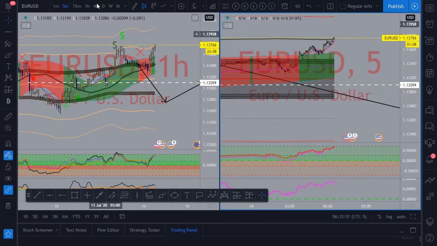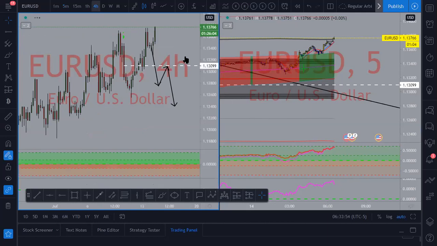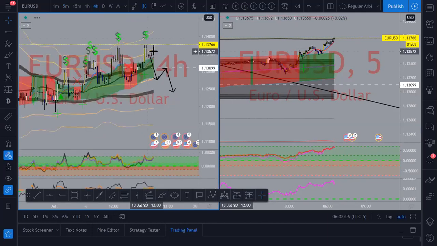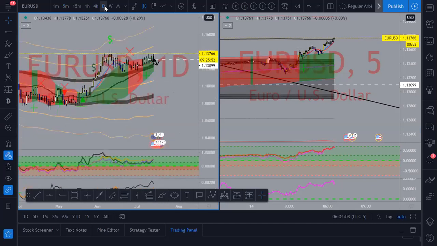And just let me see what the 4 hour looks like. Yeah, 4 hours, same thing at the 2 deviations right here. I would want to see this level hold one more time. Let me just go on the daily. Daily just looks like a whole bunch of consolidation.